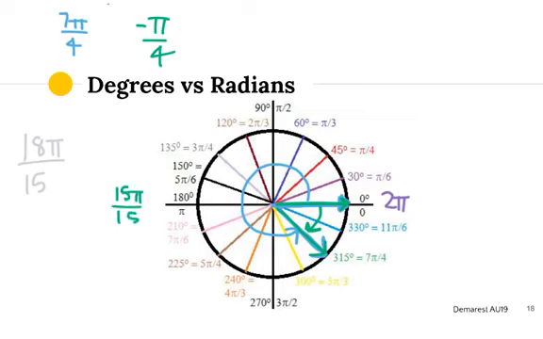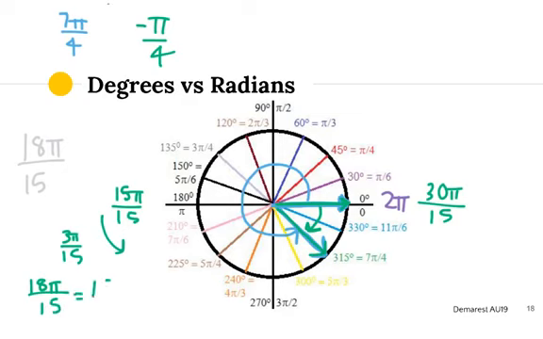15 pi over 15 is the same thing as pi, right? And this, 30 pi over 15, would go here. Okay, so now I can tell it's going to be 3 pi over 15 past pi. That's where 18 pi over 15 is going to land, right? 18 pi over 15 equals 15 pi over 15, which is right here, plus an additional 3 pi over 15. Now, 3 pi over 15 can reduce to pi over 5, but let's just compare it.